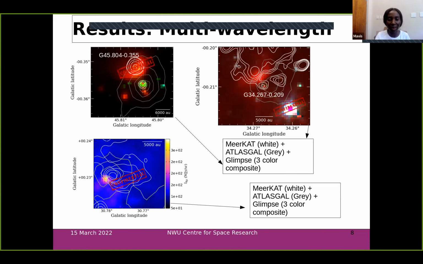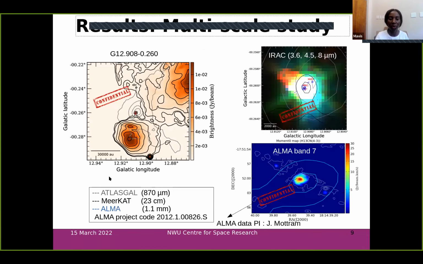So we find that most of the peaks where the red crosses are, you will see the methanol, the MeerKAT position, and then the background is the GLIMPSE. So you will find more of the GLIMPSE coinciding with the peak position of the methanol maser, and also very close to the peak of the radio continuum. So this is also another example.